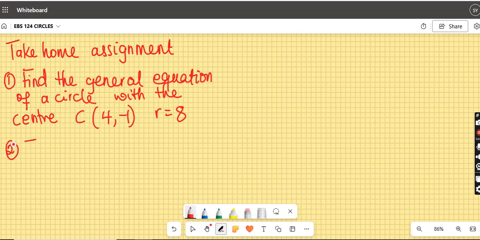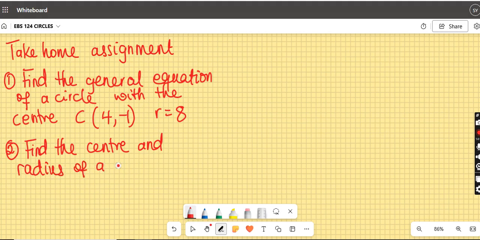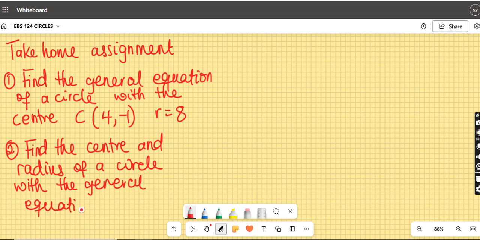And then number 2, find the center and radius of a circle with the general equation x squared plus y squared minus 2x plus 4y plus 7 is equal to 0.